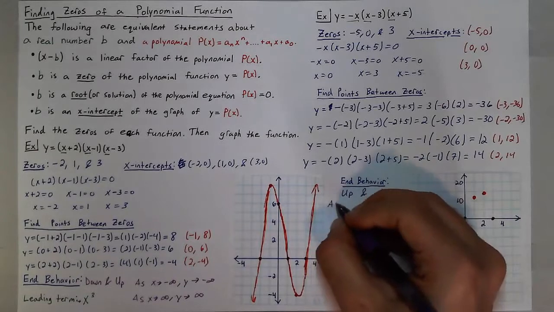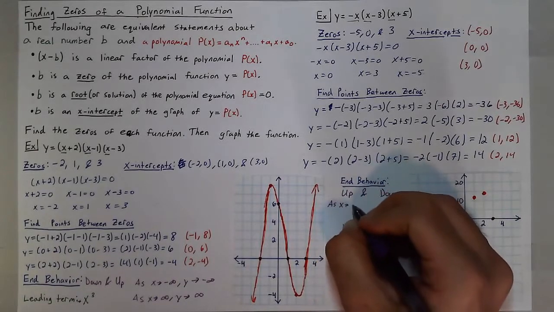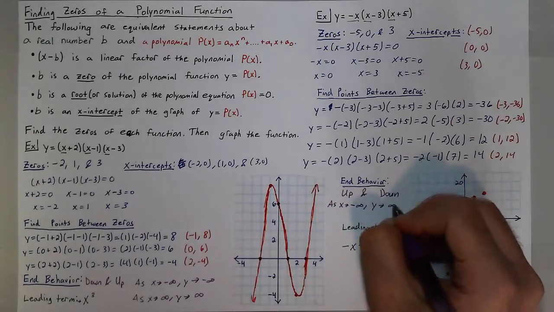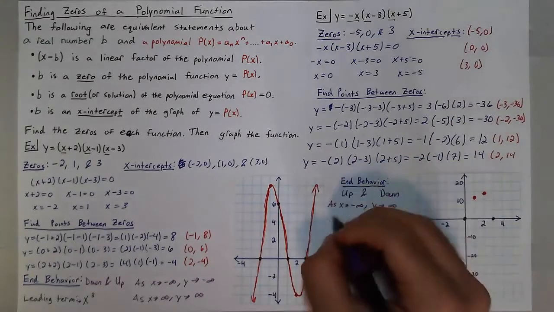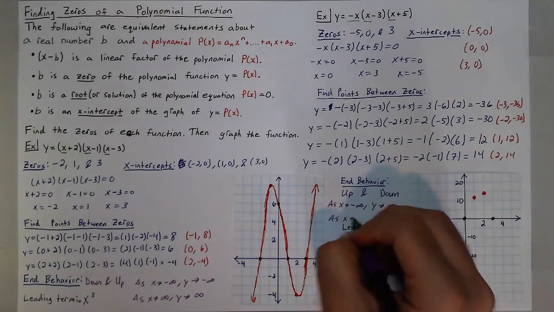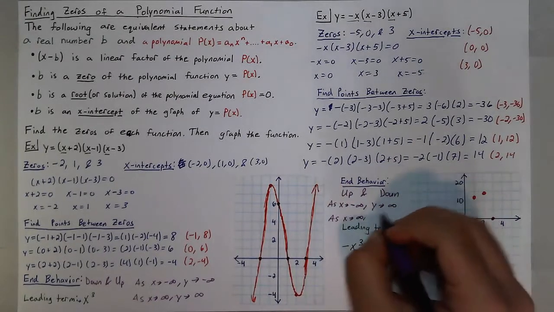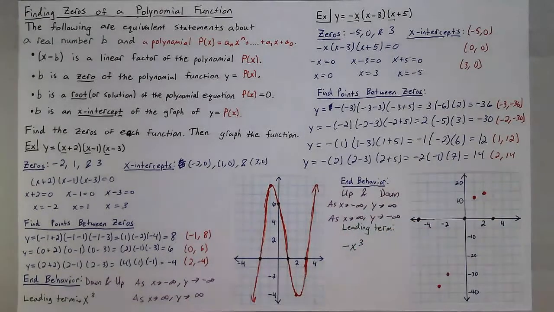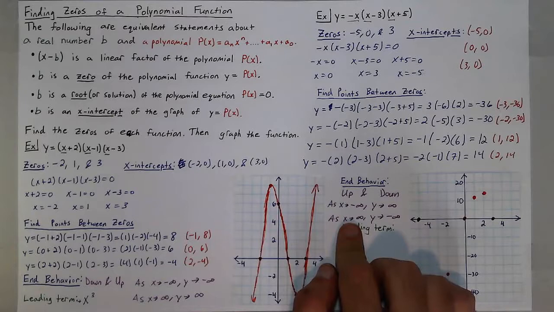So to write this with my little limit notation, as x goes to negative infinity, y goes to positive infinity. It means up to the left. As x goes towards positive infinity, which means to the right, I can say that my y values go down, so y approaches negative infinity. Again, the little arrow you say approaches for.